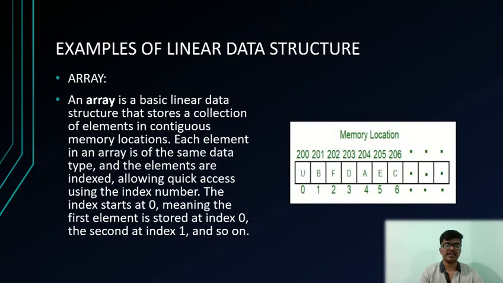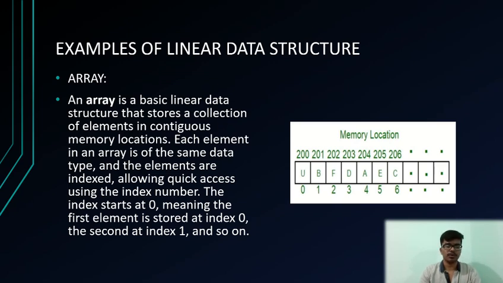Now the examples of linear data structure. First comes the array. It is a collection or a group of same elements. An array is a basic linear data structure that stores a collection of elements in contiguous memory locations. Each element in an array is of the same data type and the elements are indexed, allowing quick access using the index number.